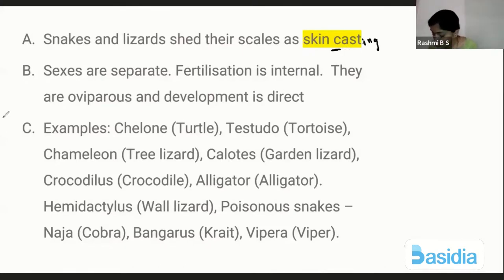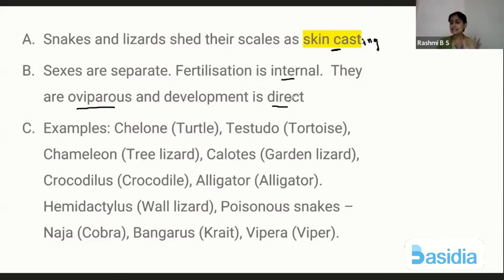And sexes are separate. That means you have male snakes separate, female snakes separate. Fertilization is internal. That means fertilization takes place inside the female body, and they are oviparous, egg-laying animals. And development is direct. Once the egg of a snake hatches, a baby snake will come out. There is no intermediate larval stage.